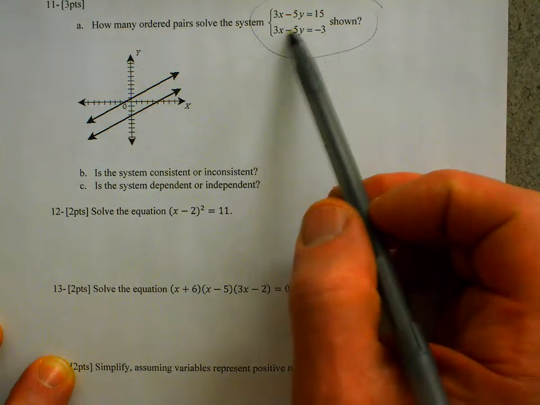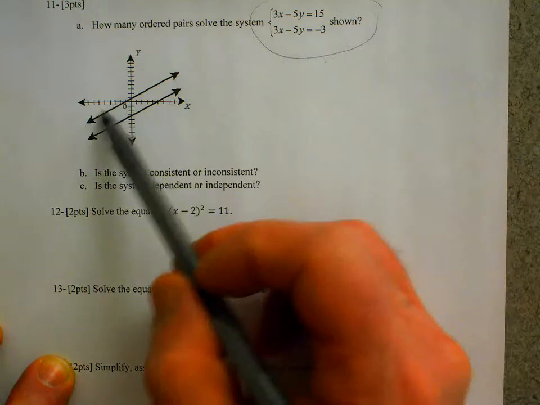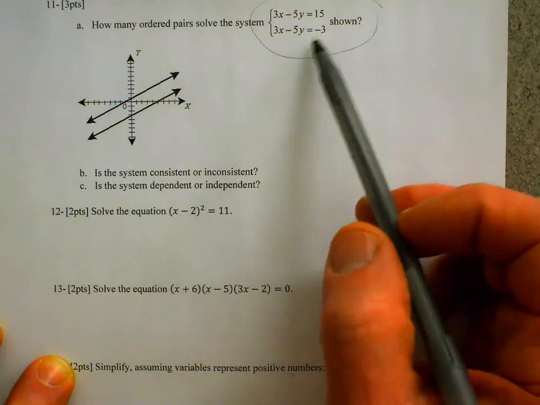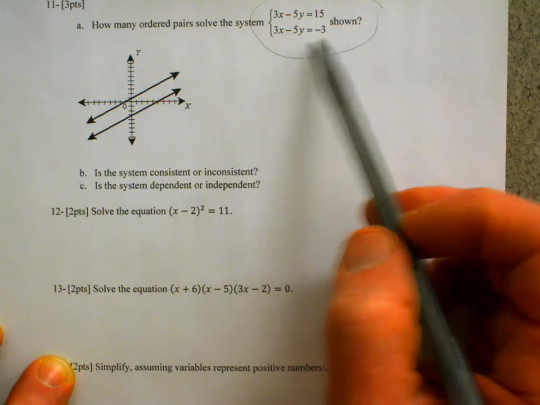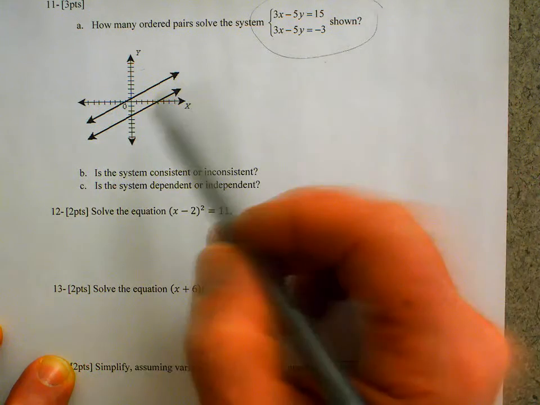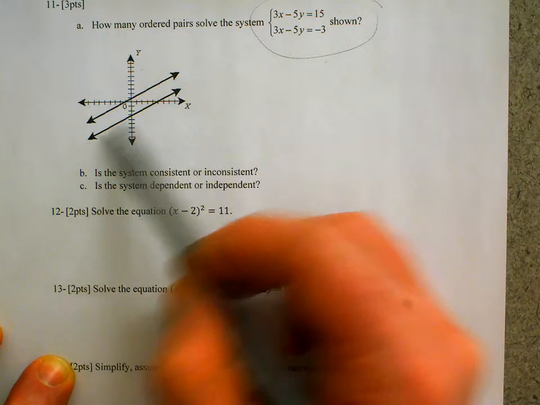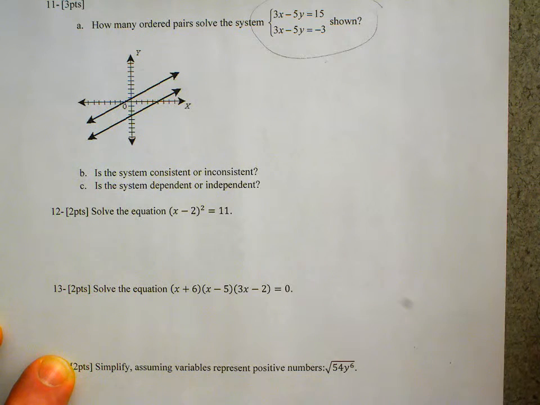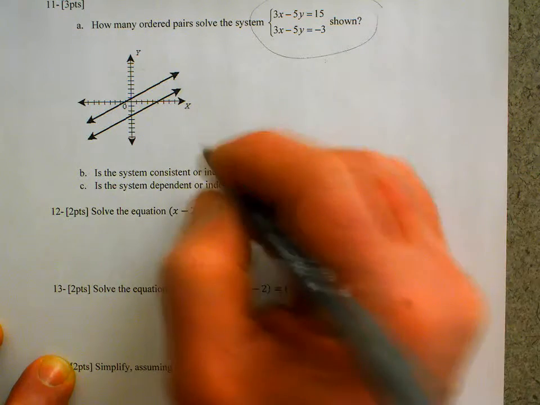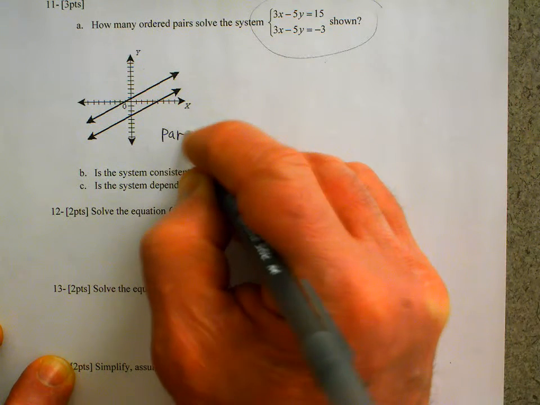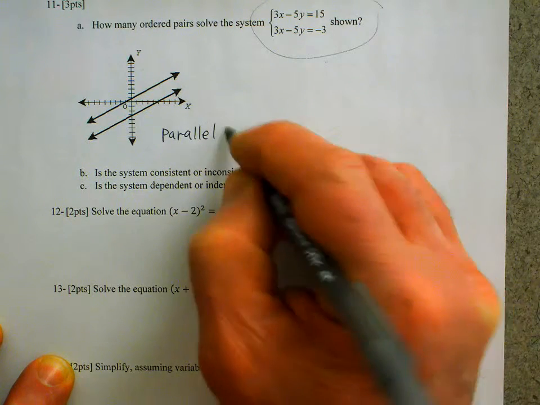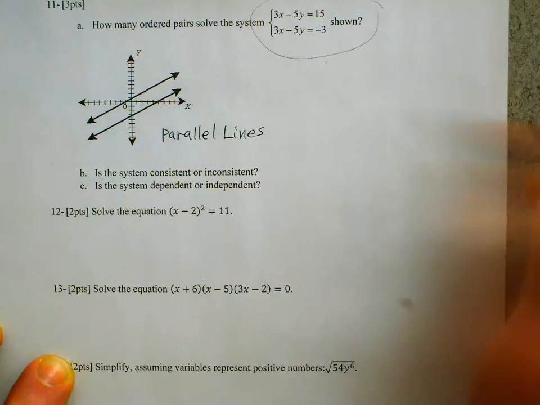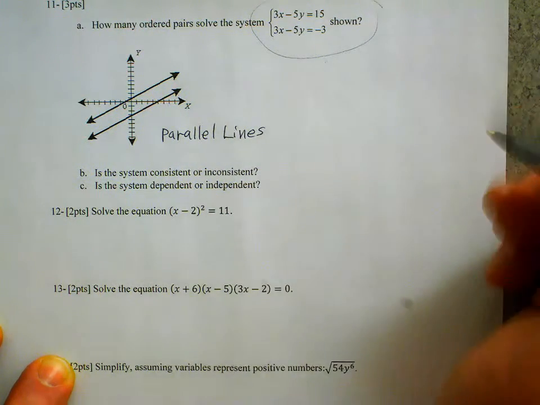Well, the two lines have the same slope. Graphically, they have the same slope but different y-intercepts. So graphically, it means the lines are parallel and they do not intersect. So parallel lines do not intersect. That means the system has no solution.